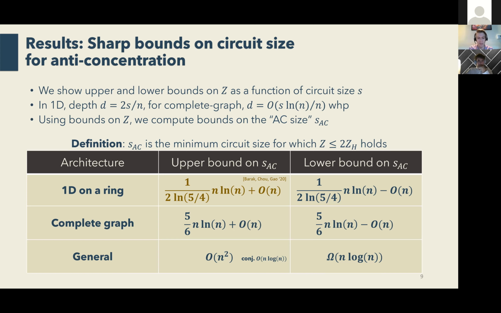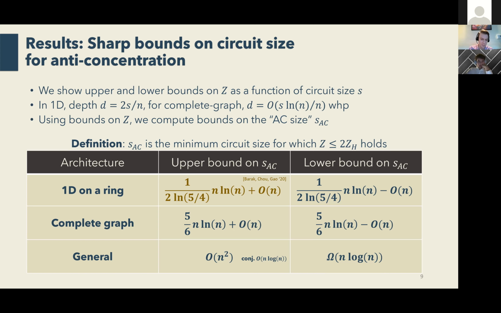So here are the results. In the 1D case, the Barak-Chow-Gao paper that I mentioned previously had shown an upper bound of n log n with a certain constant prefactor for the anti-concentration size. We confirm that bound in our framework, and we provide a matching lower bound that has even the same constant prefactor of the n log n.